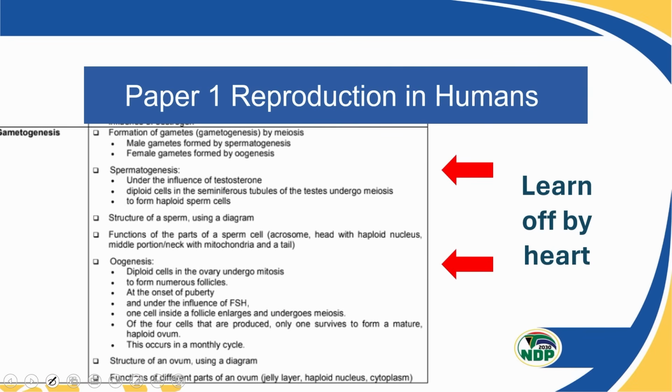Right, then also follow your guidelines. Where there's explanations given in the guidelines, learn those explanations. There's no need to go and learn further, more detailed explanation. Spermatogenesis and oogenesis are given in your exam guidelines. So learn these explanations from your exam guidelines.